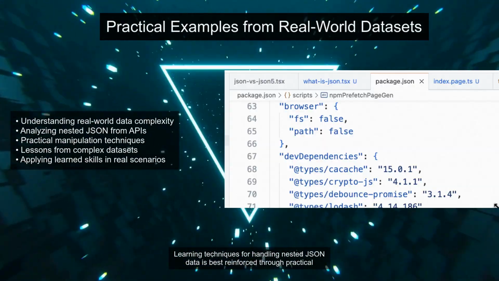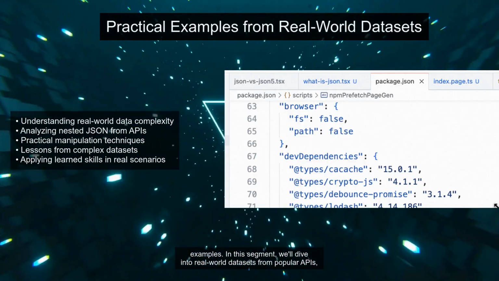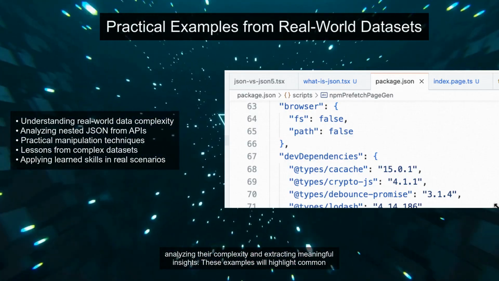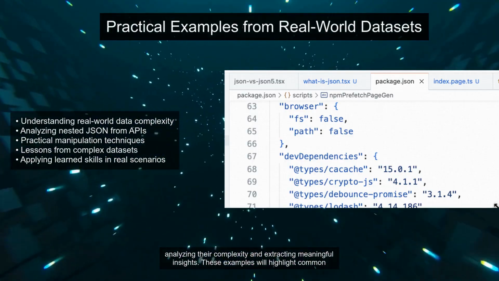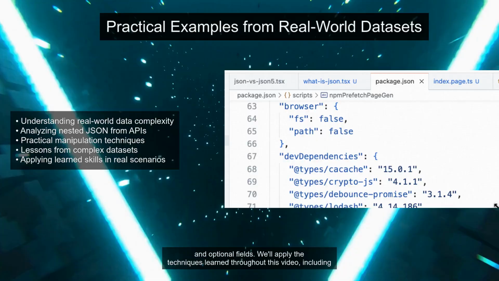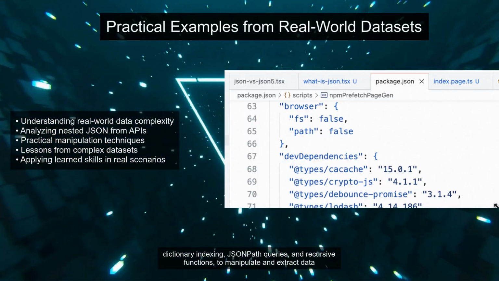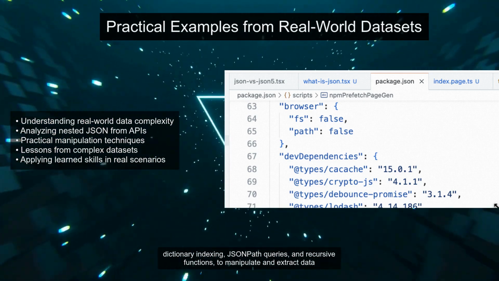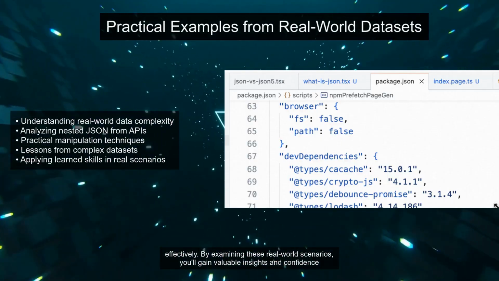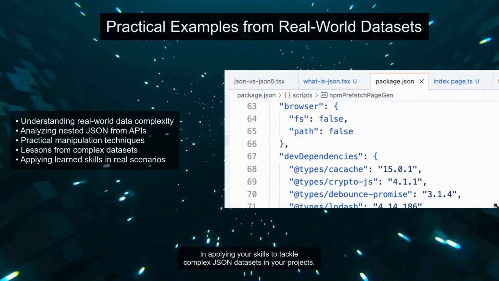Learning techniques for handling nested JSON data is best reinforced through practical examples. In this segment, we'll dive into real-world datasets from popular APIs, analyzing their complexity and extracting meaningful insights. These examples will highlight common challenges encountered when dealing with nested structures, such as varying data formats and optional fields. We'll apply the techniques learned throughout this video, including dictionary indexing, JSON path queries, and recursive functions, to manipulate and extract data effectively. By examining these real-world scenarios, you'll gain valuable insights and confidence in applying your skills to tackle complex JSON datasets in your projects.